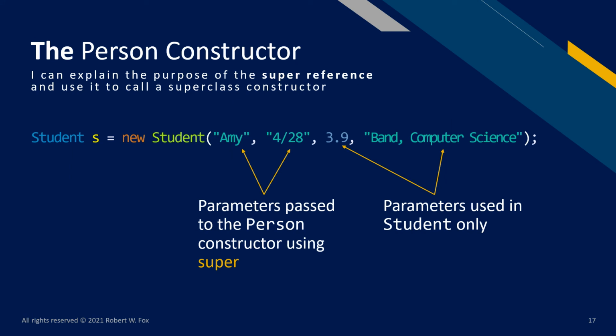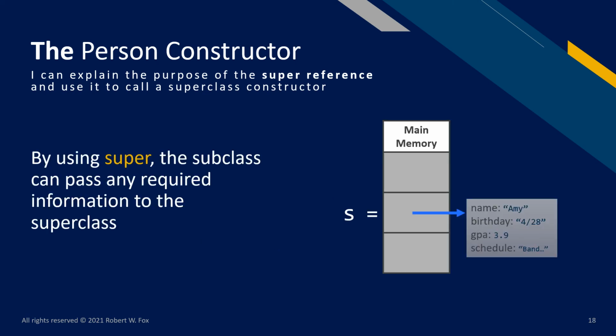Now when I actually go to create a student object, you can see that I send the constructor four parameters. The first two are the parameters that are going to be passed on to the person constructor using super, and the second two parameters are the ones that are going to be only used in the student subclass. You can see the resulting memory diagram on the right, where the superclass has set the name and birthday, and the subclass student has set the GPA and the schedule. The awesome thing is that by using super, the subclass can pass any required information to the superclass.